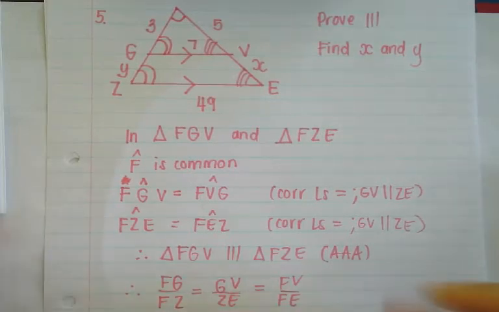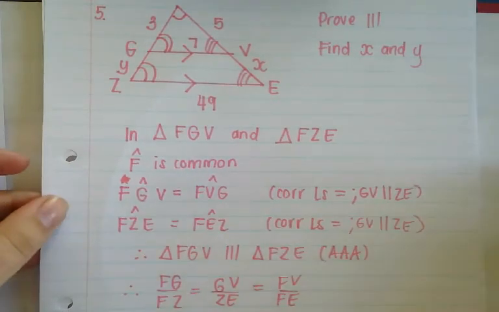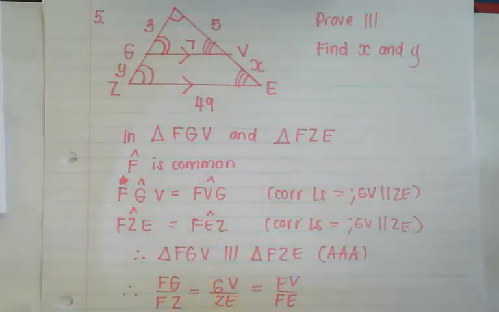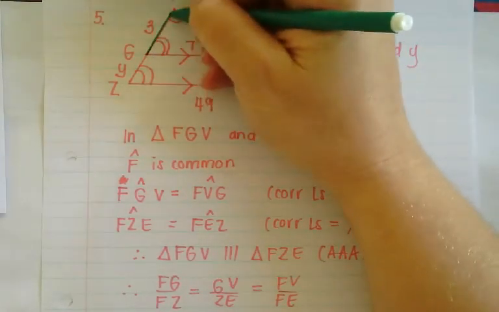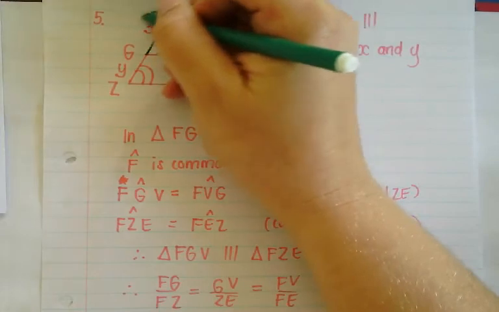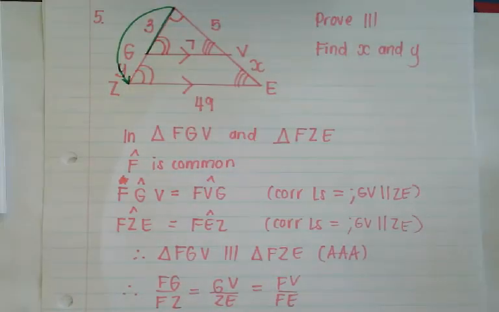And you have to be careful. When I'm talking about FG, that's quite clear what I'm talking about. Okay, here's my FG. But FZ goes from F through to Z. So what is that length of FZ? 3 plus y, not 3 times y, 3 plus y.